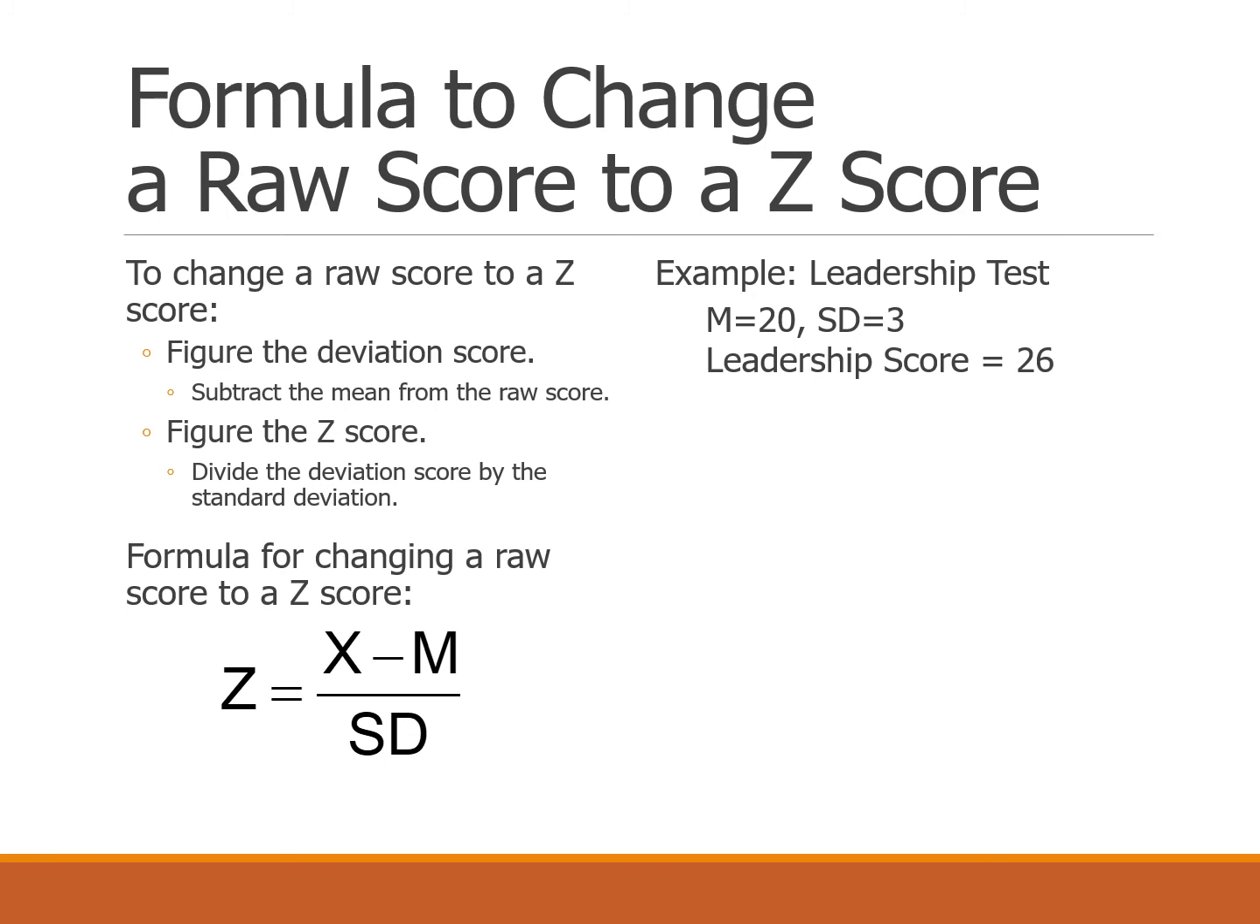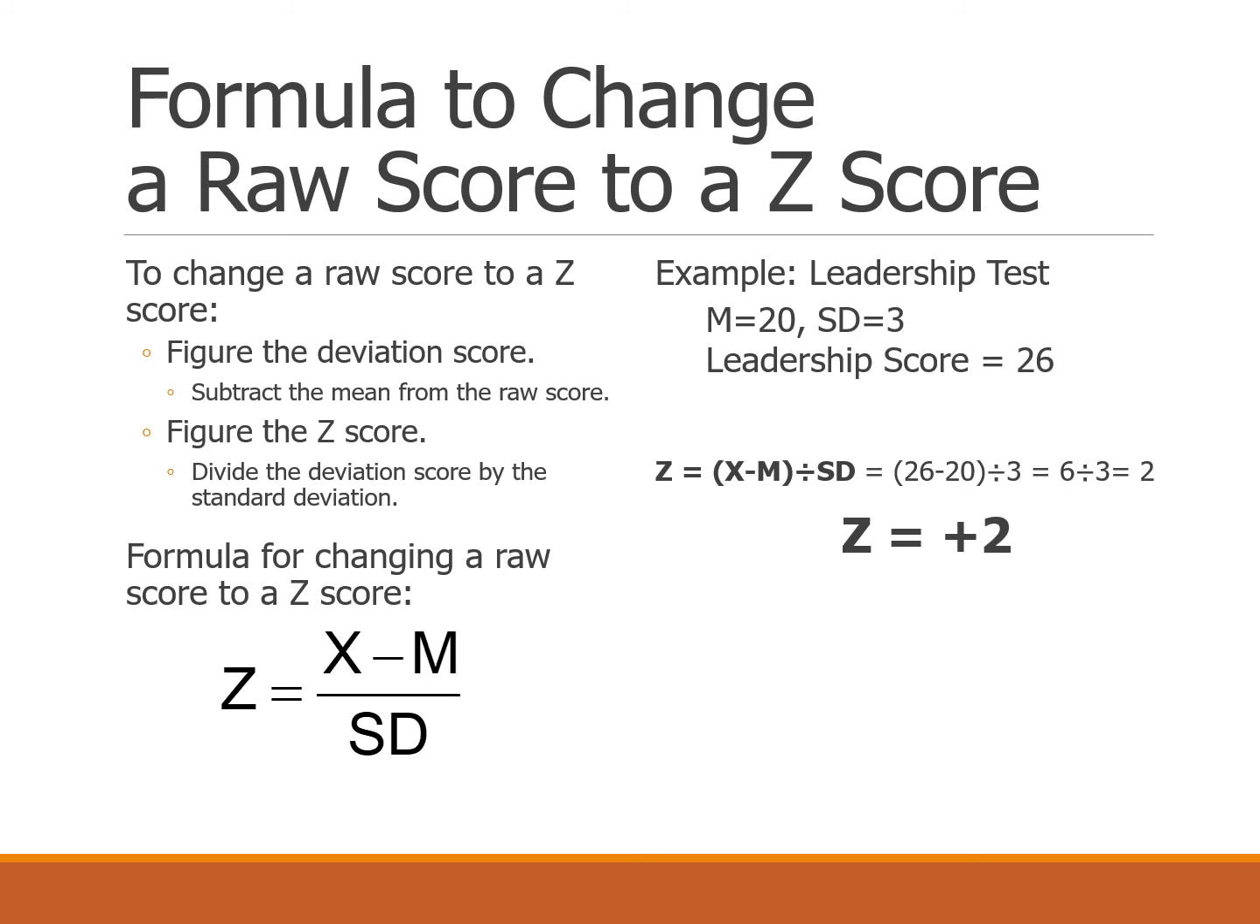Okay, so let's give an example for this. Let's say that you took a leadership test. The mean on the leadership test is 20. The standard deviation is 3. Your score was a 26. If I just tell you you got a 26 without telling you anything else, you have no idea what that means. Is that good? Is that bad? Who knows? So let's do the calculation.